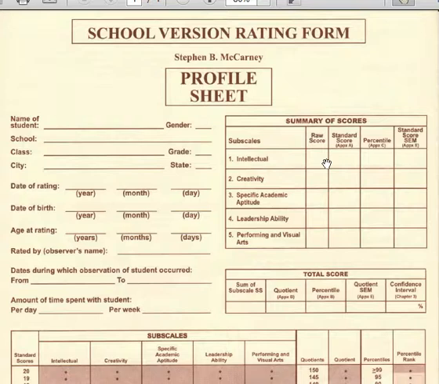This assessment has 5 subscales: intellectual, creativity, specific academic aptitude, leadership ability, and performing in visual arts. It is not necessary for a rater to complete this entire rating form, but if any of the subscales are to be scored, the entire subscale section has to be completed in order to obtain a score.